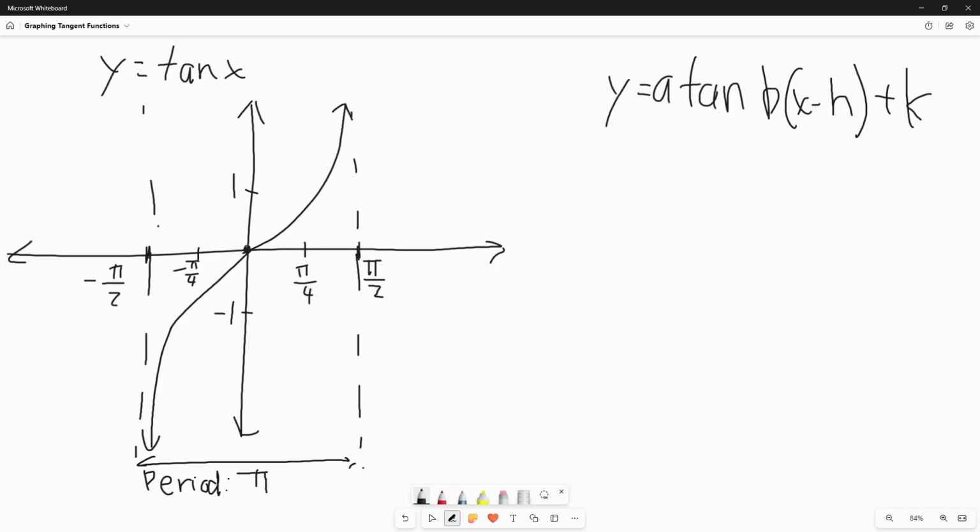And if it actually went this way, like if it crossed the x-axis at negative pi over 2, then h would be negative pi over 2, which means that it would be b times x plus pi over 2 instead of minus. And now let's talk about k.